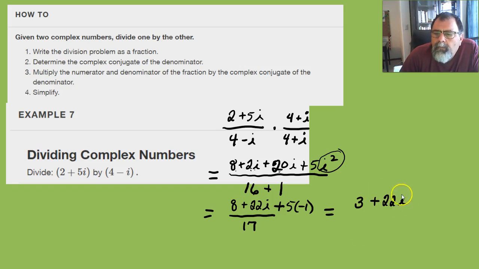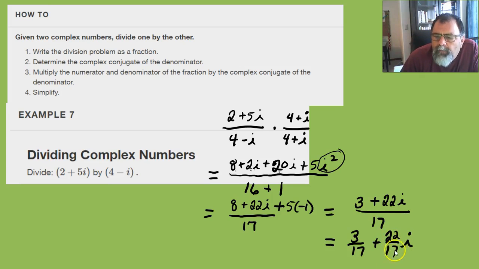all over 17. Now, we want to write it in a plus bi form, so we're going to split this up into two fractions. So 3/17 plus 22/17. And then you put the i in the middle where the division bar or fraction bar is. Okay, so it's 22/17 times i.